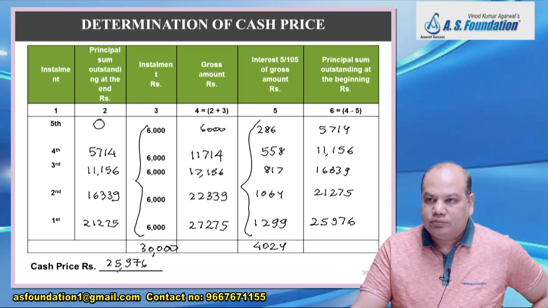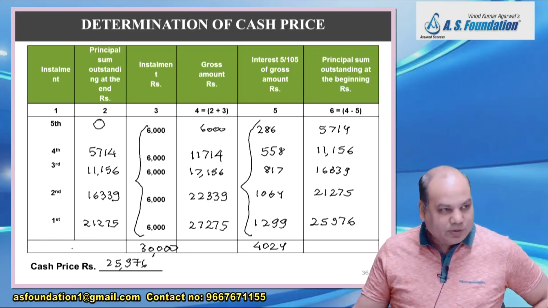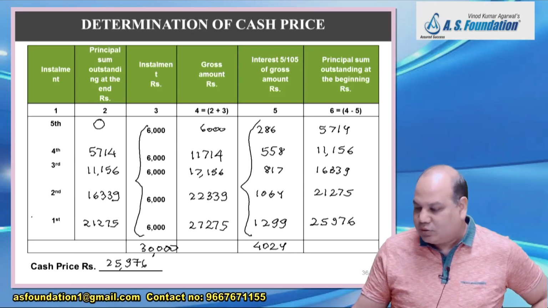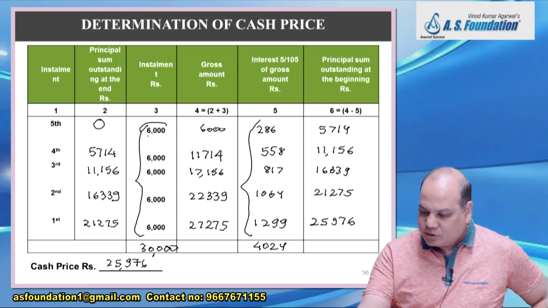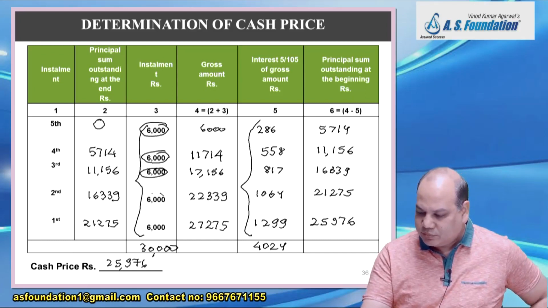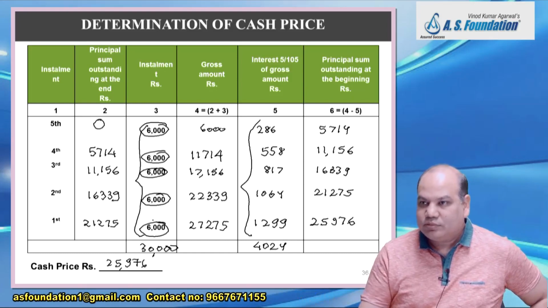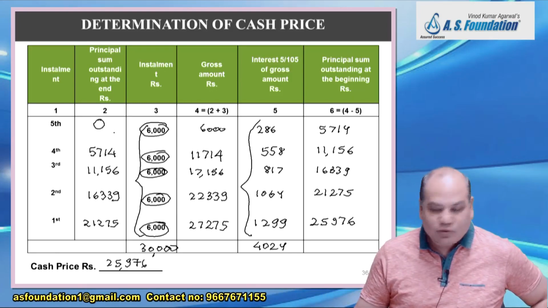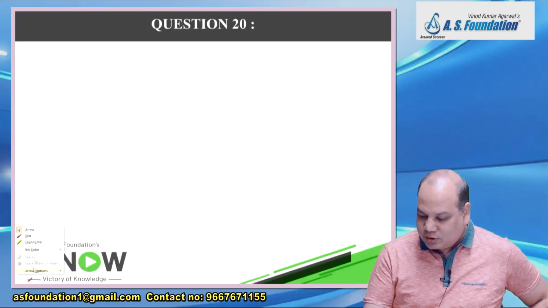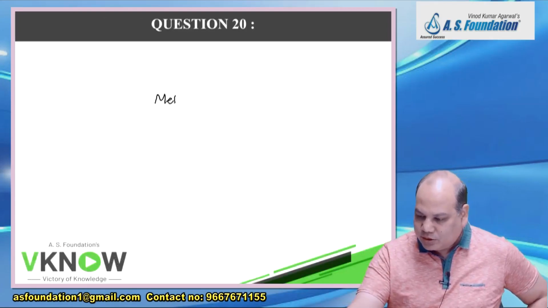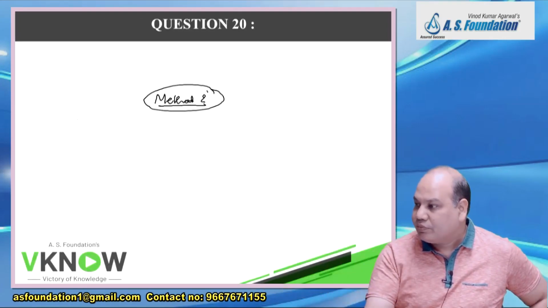Any query on this? No query. Very good. You can solve it by annuity factor also. You want to try? You are paying 6,000 rupees 5 times, so this is an annuity of rupees 6,000. Interest rate is 5%, time 5 installments. So you can find the answer in one line also. Write down alternatively, method 2.